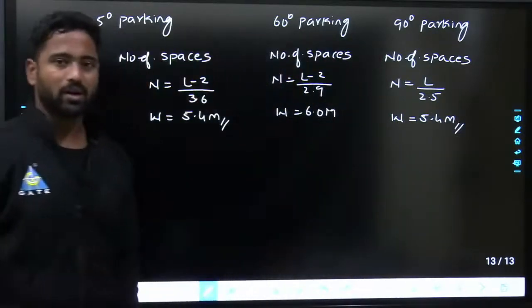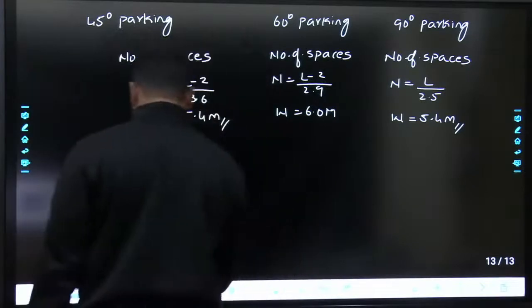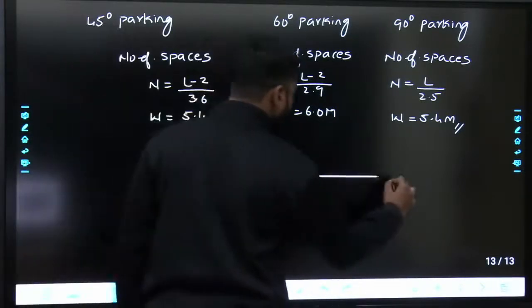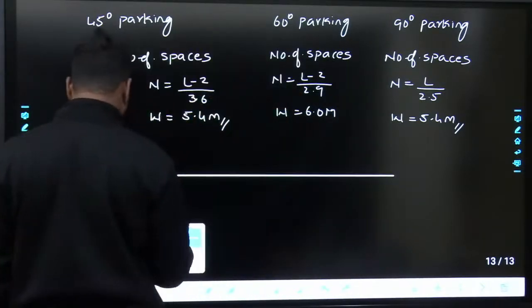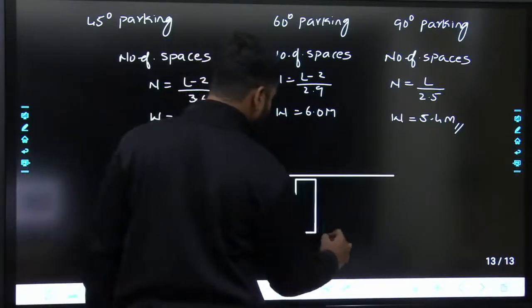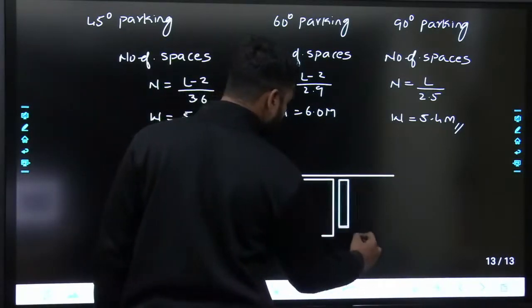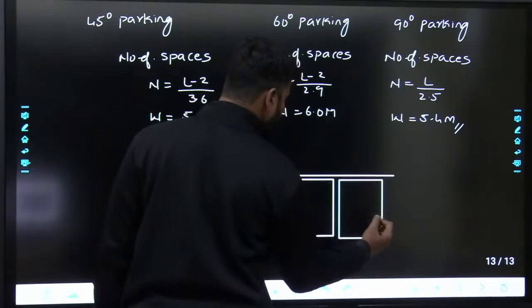I have given these directly to you, and you can understand that is 30 degrees. 90 degrees parking means you are keeping your vehicles something like this. This is 90 degrees parking.